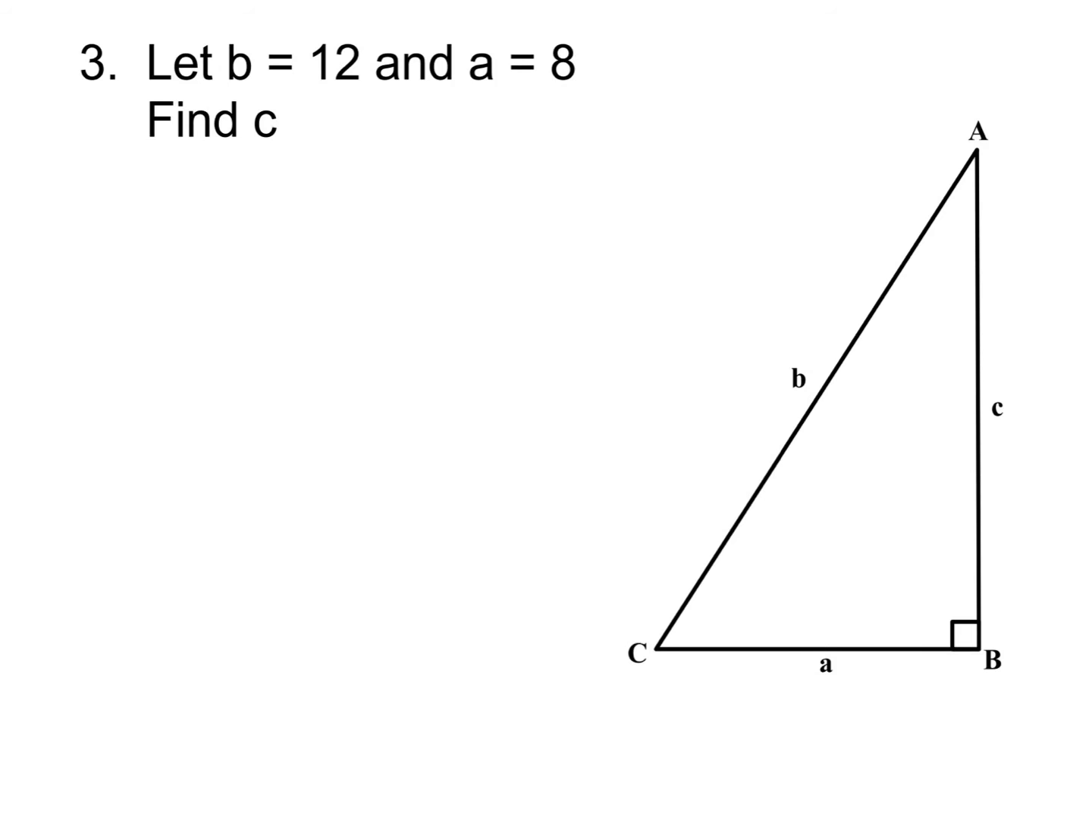Next up, let's do number 3 then. All right, so for number 3, what am I going to do first? I'm going to label the picture, right? Always start by labeling the picture. So in this case, B is 12, A is 8, and C is what I'm looking for.